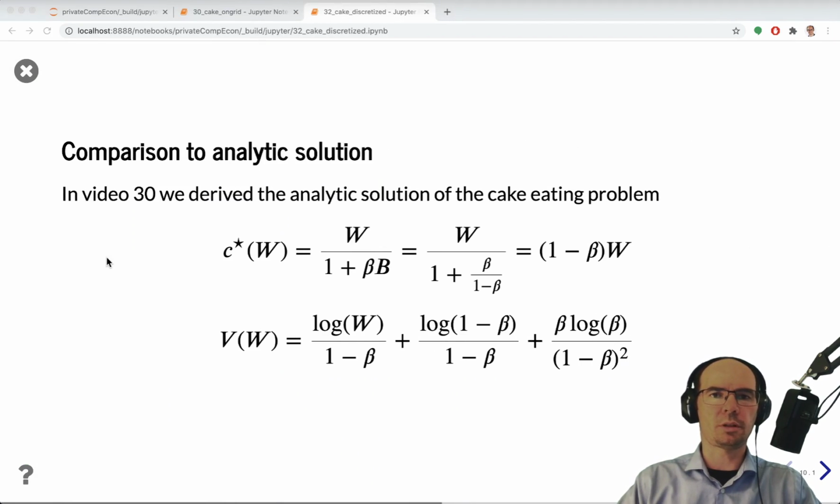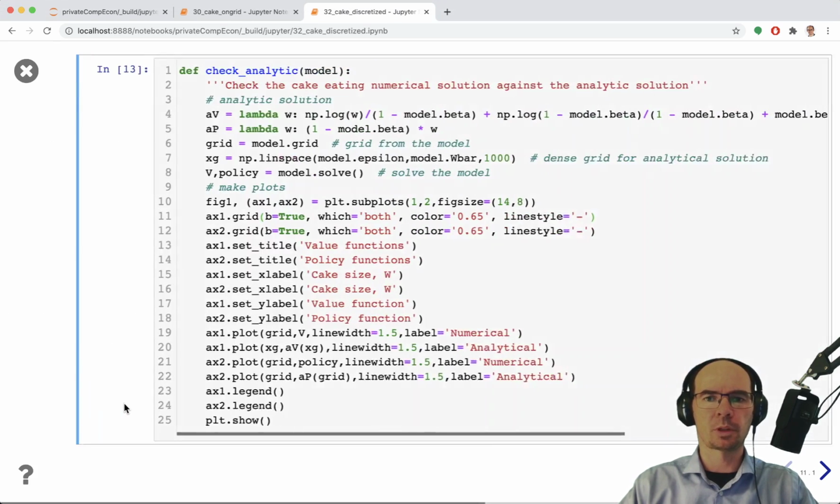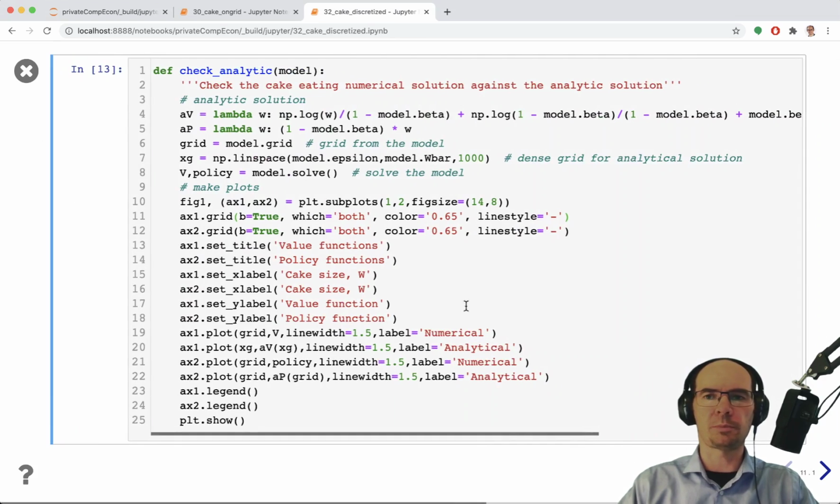But here is the analytical solution that we also derived in video 30. And the existence of this analytical solution makes the cake eating problem really convenient for testing different approaches to solve it numerically. So I've written a little function to visualize the differences between the analytical solution and the numerical solution. Here are the formulas for the analytical one.